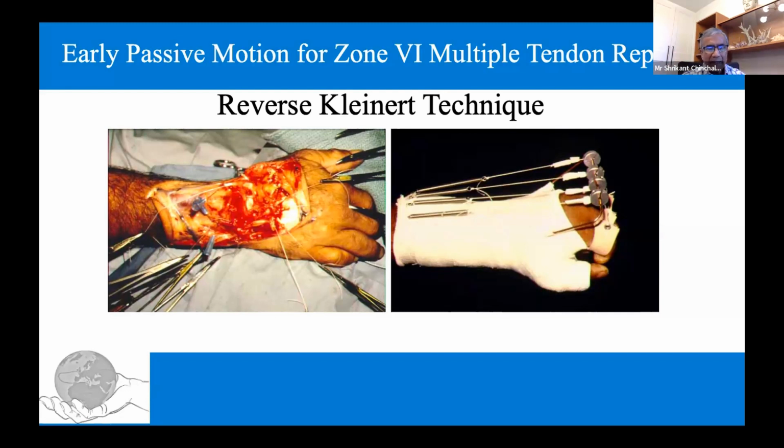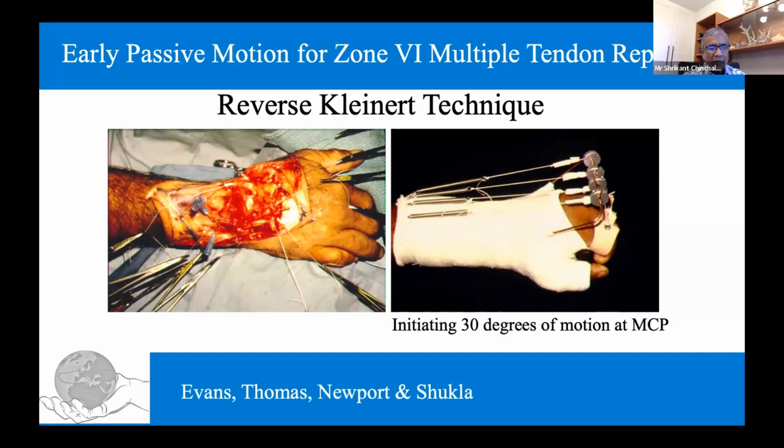Kleinert technique, they allow the tendons to glide, preventing firm adhesion formation between the tendons as well as the fibrosing sheath. So the concept was first introduced by Evans and Burkhalter, and then there were a few other studies such as Thomas, Newport, Shukla, and other research demonstrated that early controlled mobilization with dynamic splinting is beneficial. However, we need to make sure that we initiate 30 degrees of motion at the metacarpophalangeal joint in first week and then increase the arc of motion by 15 degrees on a weekly basis.